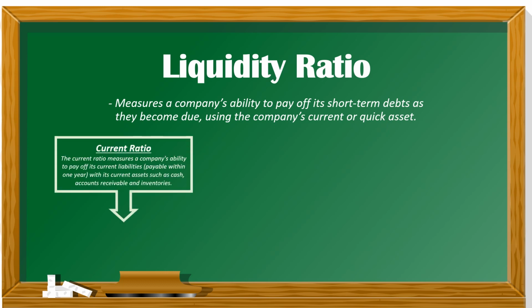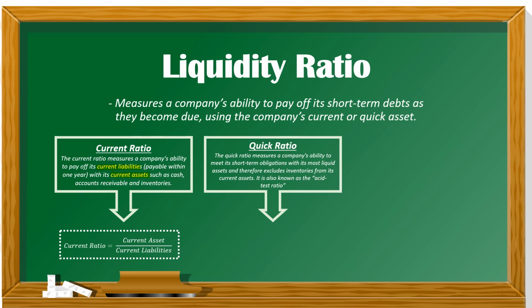First up, we have the current ratio. It measures a company's ability to pay off its current liabilities, which means payable within 1 year, with its current assets, again, such as the cash, the accounts receivable, and inventories. Okay, so for the formula, the current ratio is equal to the current assets divided by the current liabilities.